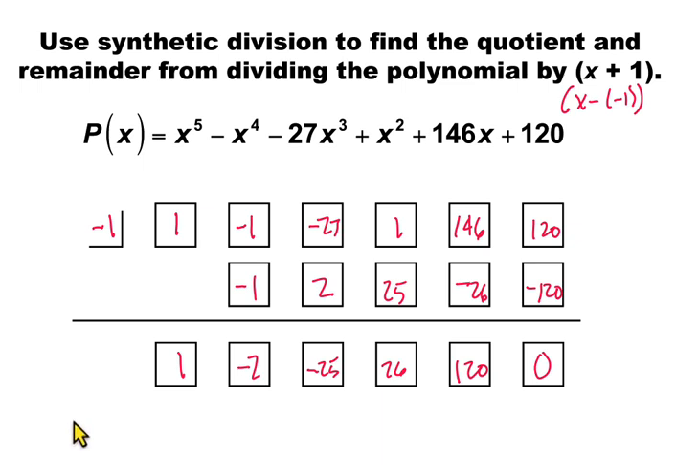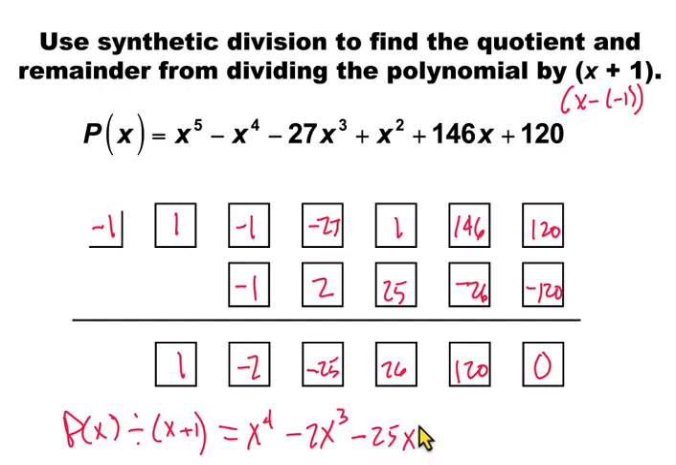So we end up with this division equation. P of x divided by x plus 1 equals, and these are the coefficients of the quotient, which is a polynomial of 1 degree less than the original polynomial. So we get x to the 4th minus 2 times x cubed minus 25x squared plus 26x plus 120, and there is no remainder.